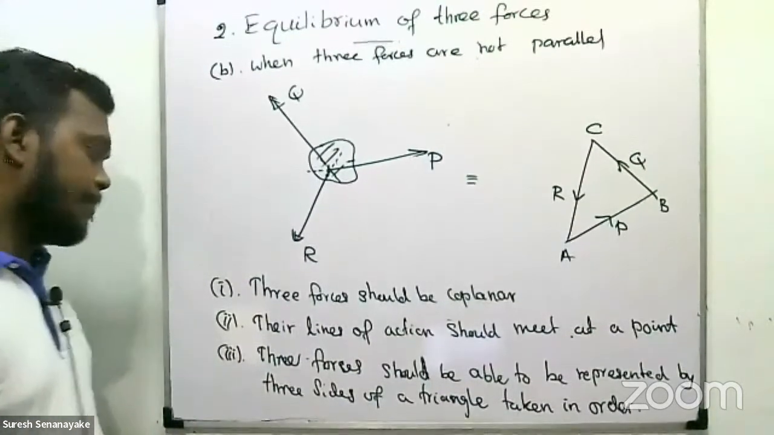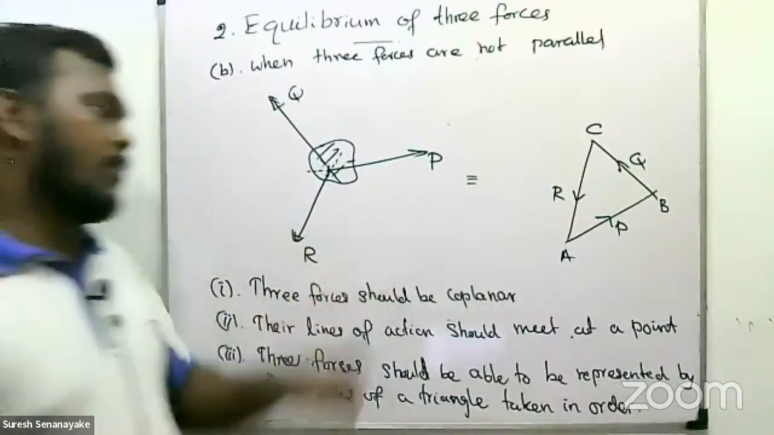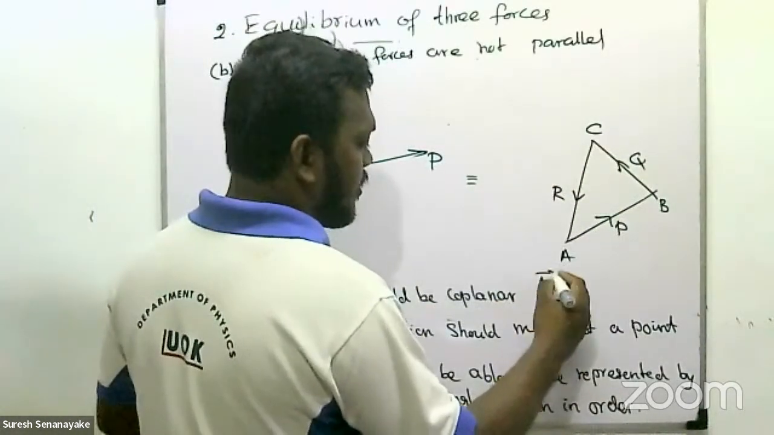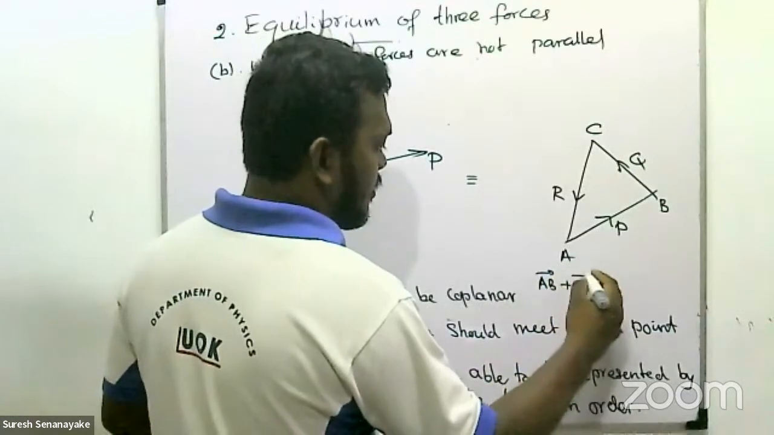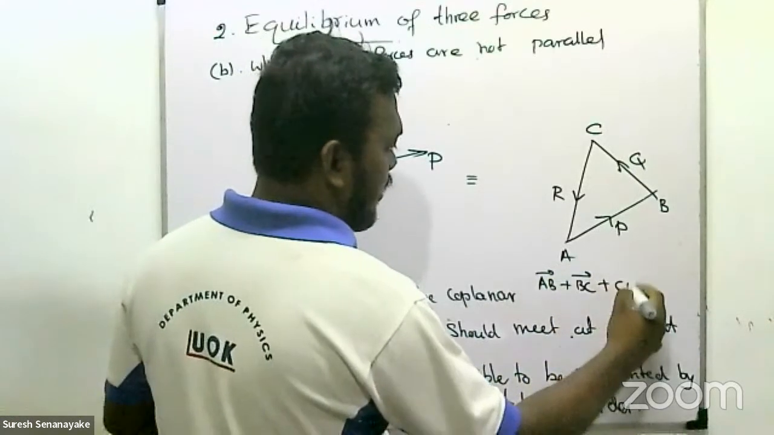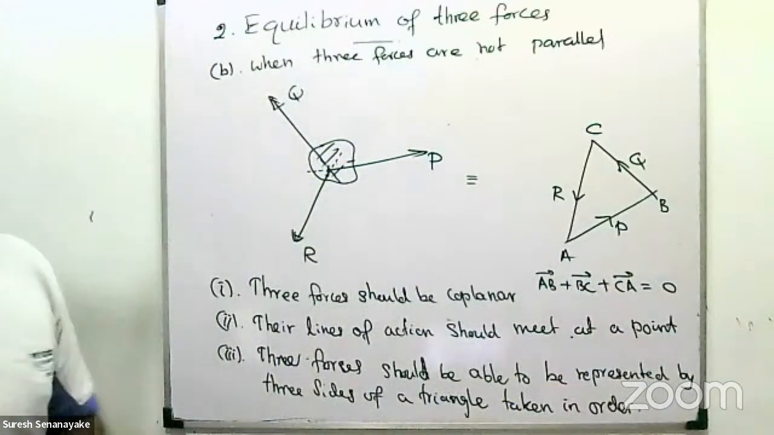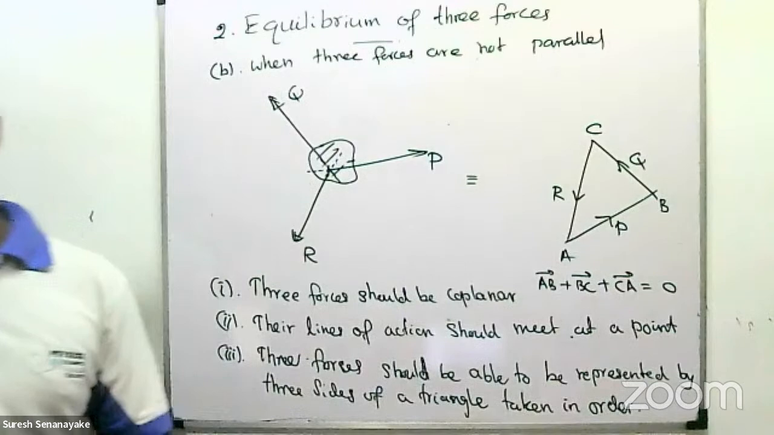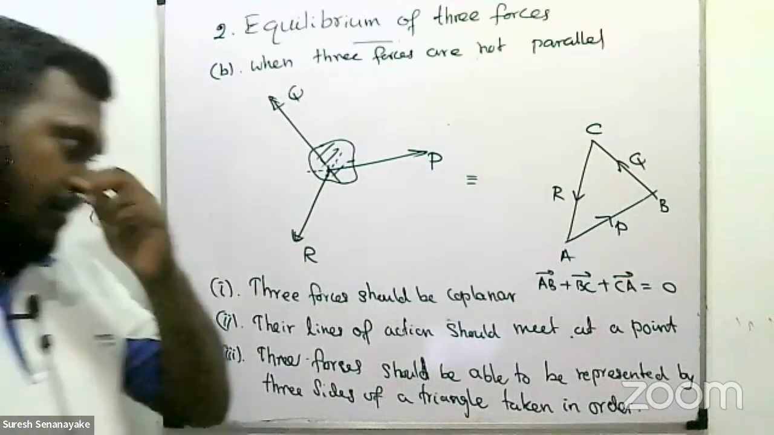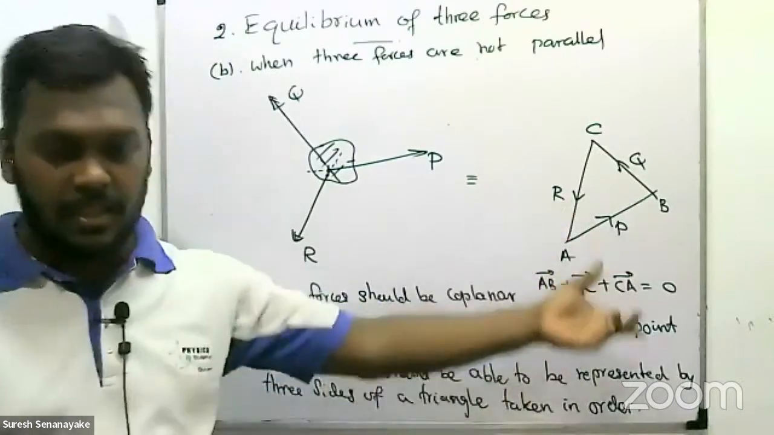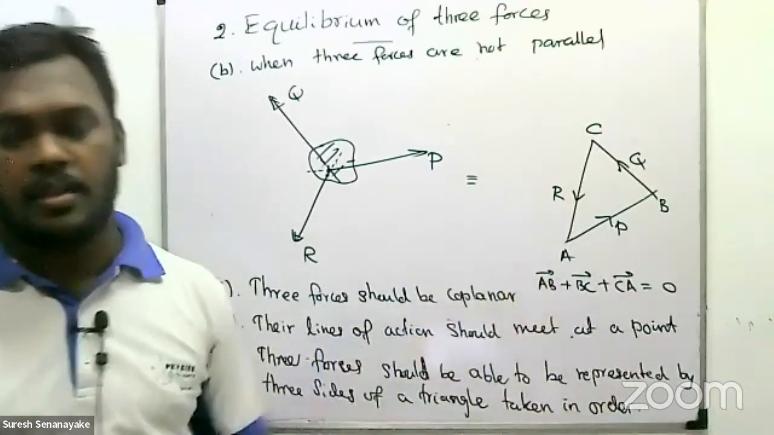Okay. You can draw this and also this one. And here you can write AB vector plus BC vector plus CA vector should equal 0. That is, AB plus BC equals AC, and AC plus CA is AC minus AC, so they cancel and it becomes 0.